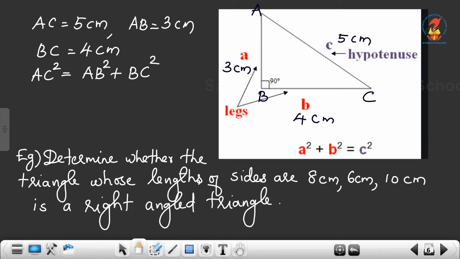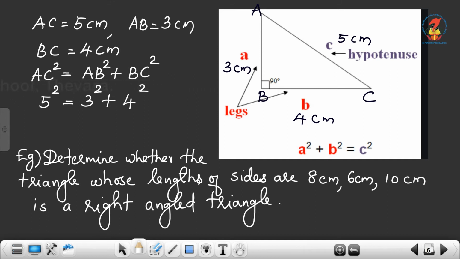Now, the length of AC is given, that is 5 centimeter. So, we can write 5 square equal to AB is 3, so we can write 3 square plus BC is 4, we can write 4 square.